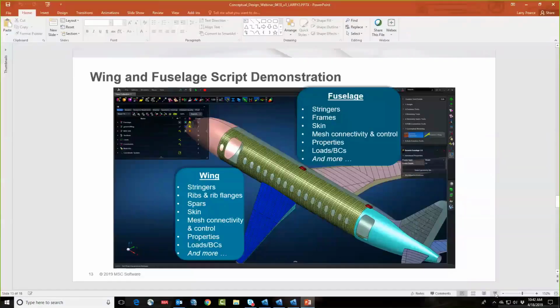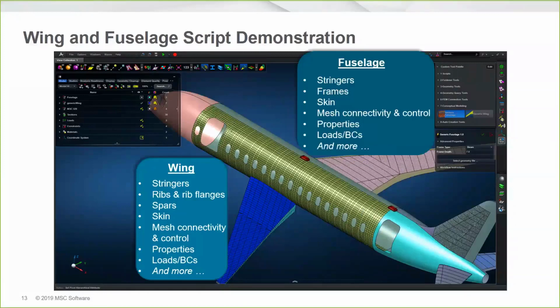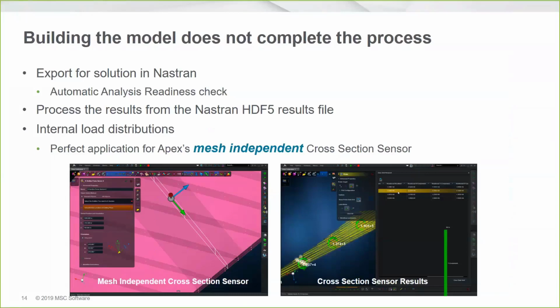So anybody on the call who's done conceptual modeling knows that once you get the model, you're really not done, right? You do need to run it with Nastran. Apex will export this for Nastran, and we'll also do some checks on the model for you. You can run it with Nastran, and Apex will post-process the HDF5 results file. For this level of model, you're obviously not looking at stresses, okay? But you're looking more for how the external load that was applied, and the stiffness and behavior of the structure, has distributed the internal load distribution, right?